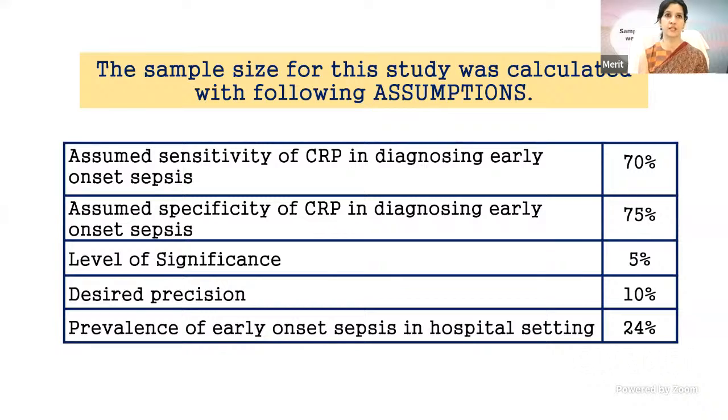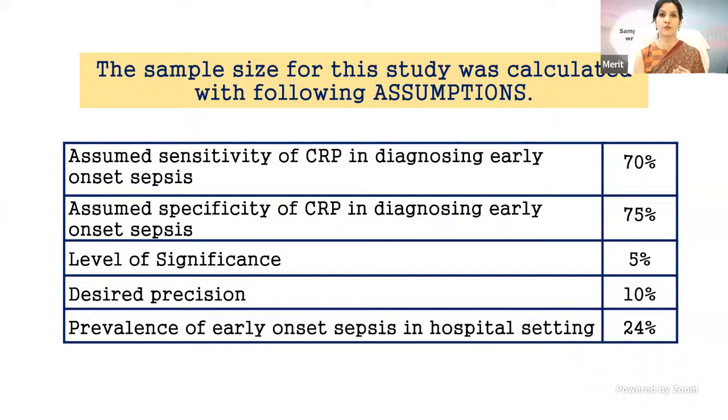Now the assumed sensitivity of CRP in diagnosing early onset sepsis, we have considered 70% in this case. Now there was a question: how can we determine its sensitivity and specificity? In the previous sessions also we have discussed this, that the sensitivity and specificity we take from an early reference. That means you review the literature, you can take the reference of the previous studies done, and you can take their sensitivity and specificity in your sample size calculation. First is this method, and we have discussed this earlier also. So extensive literature review will give you the estimate of these inputs.